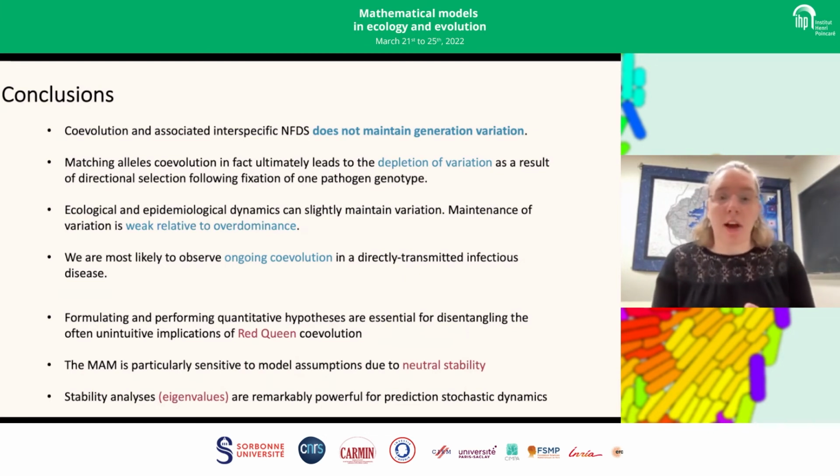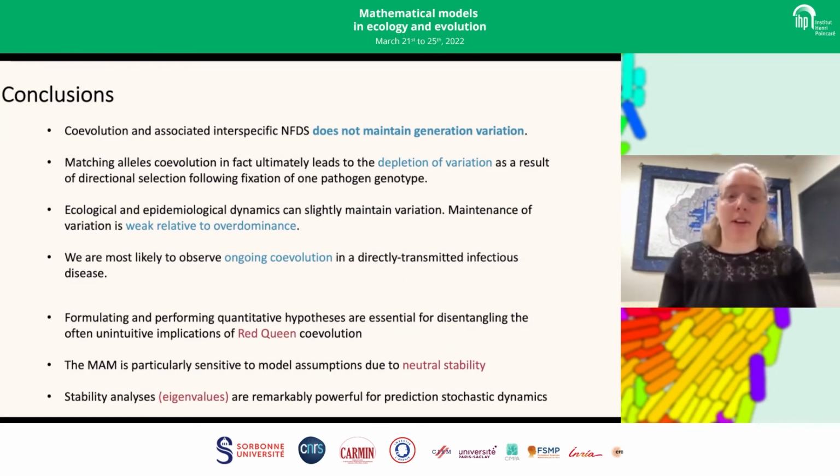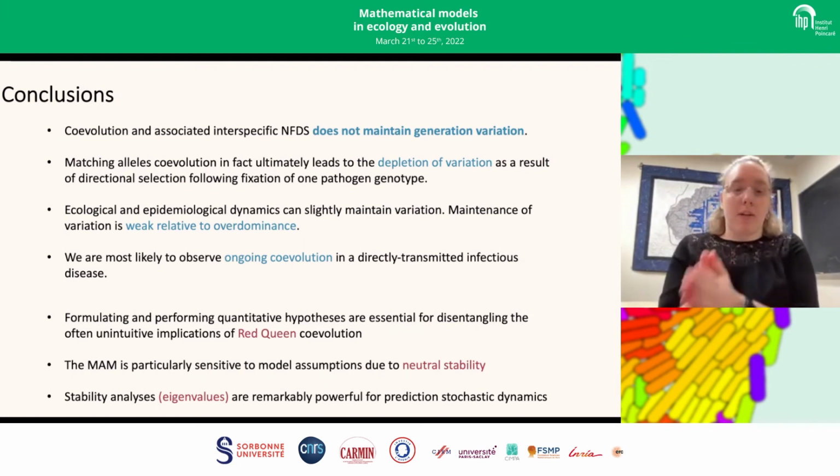So first, to make progress in this, it was really necessary to specify a specific quantitative hypothesis that compared evolutionary dynamics to some neutral expectation. So long story short, Kimura is right. We need neutral models. And the matching alleles model is particularly sensitive to model assumptions because of the neutral stability of this polymorphic equilibrium.